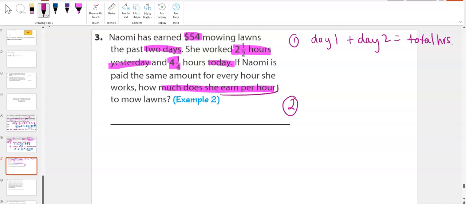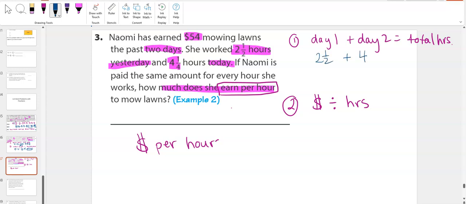Well, it says here that she earns money per hour. So that's going to tell me it's going to be dollars, money, divided by hours. Okay, per hour. Money per hour means money divided by hours. And that's what I'm going to do. That's my plan. So day 1, 2.5.